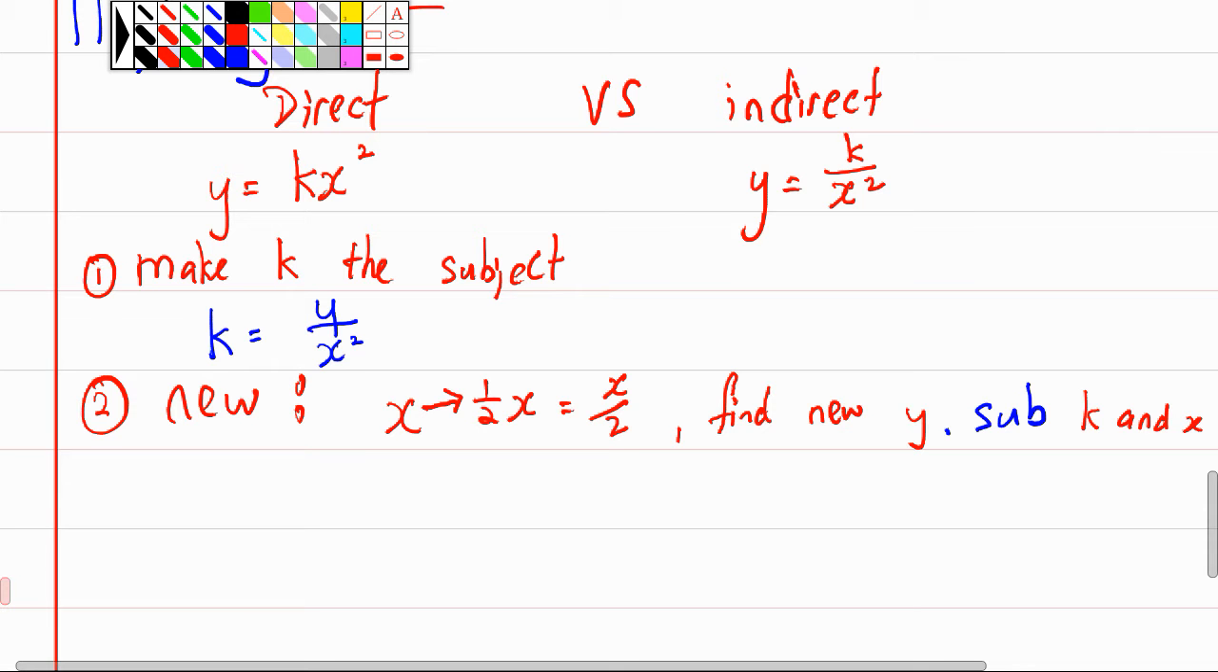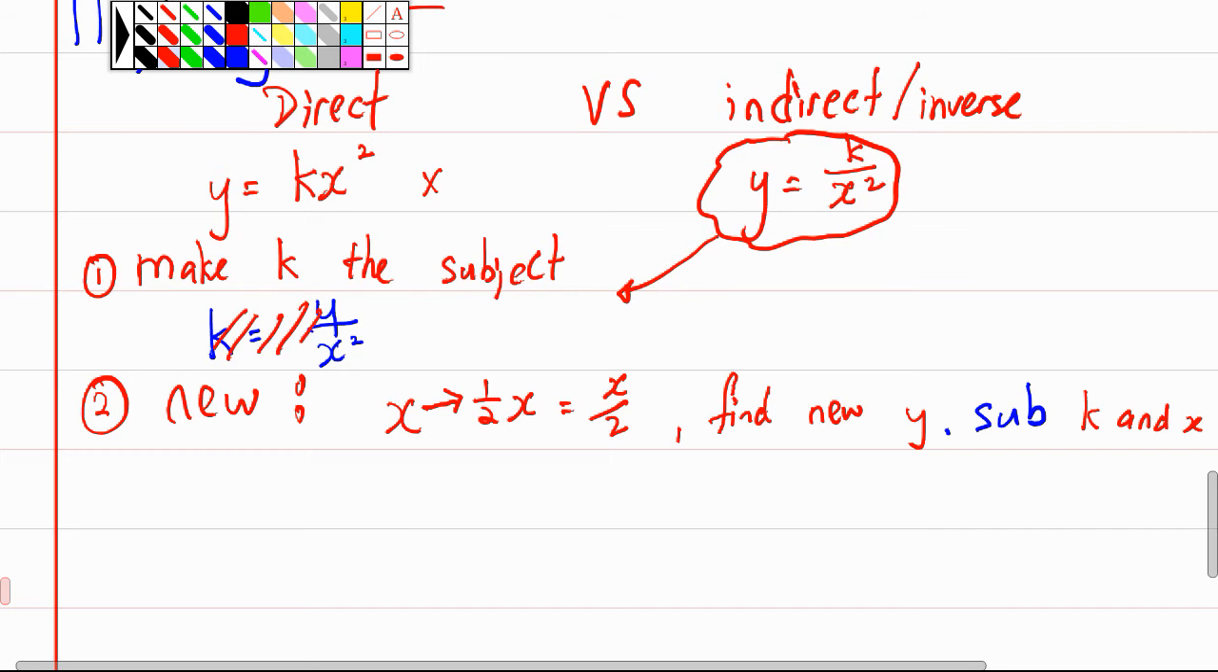Okay, I change a bit, using red pen. So inverse means indirect. It means this one, so it doesn't mean this one. So when I come over here, this one I cancel again. So what should be the answer? K equals to what? K equals to x square y, or yx squared.